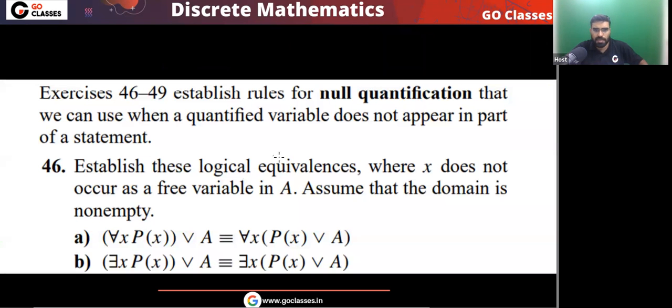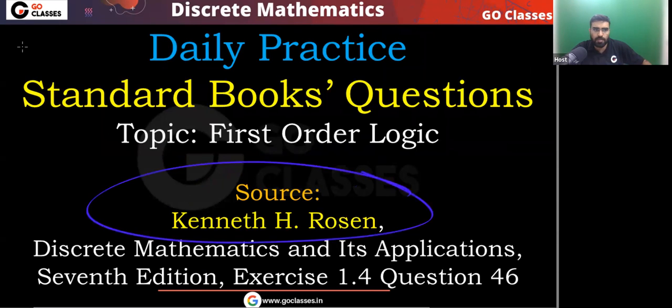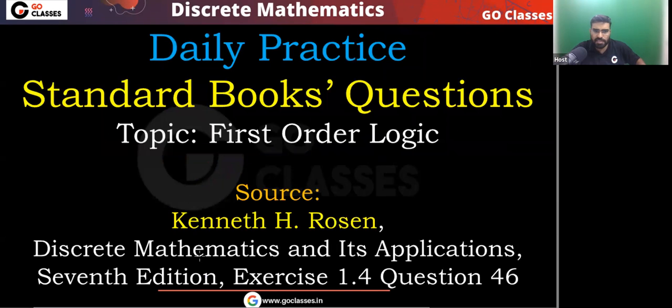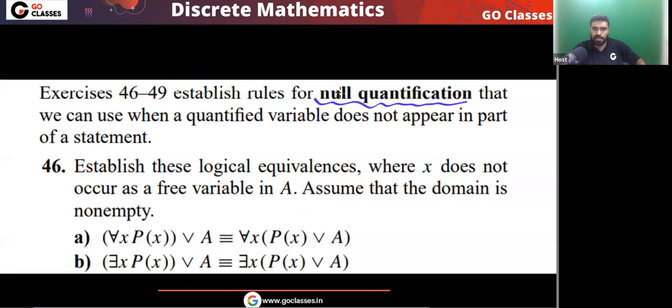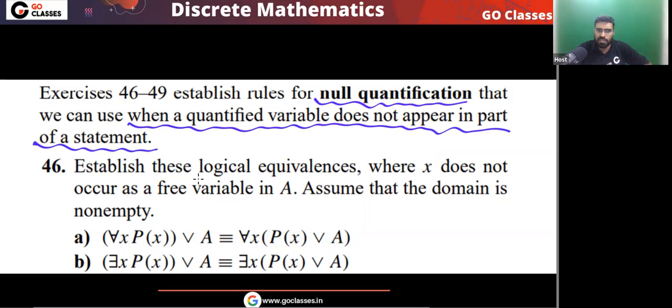Let's solve this question. So first of all, you can notice the question is based on null quantification from the Kenneth Rosen book. This is question number 46 from this book, Kenneth Rosen. And read this statement. Null quantification means when a quantified variable does not appear in a part of a statement. Agree? We have already seen this is null quantification.